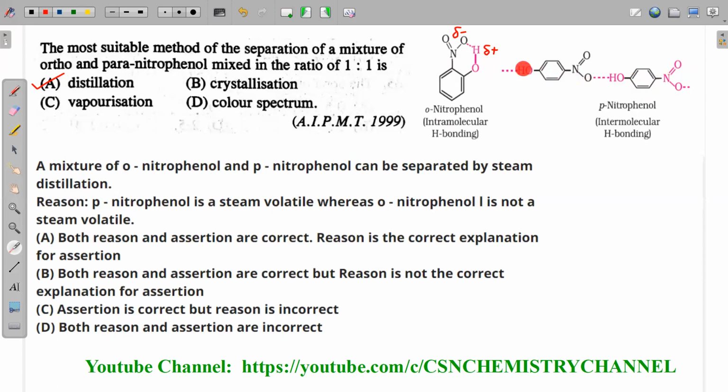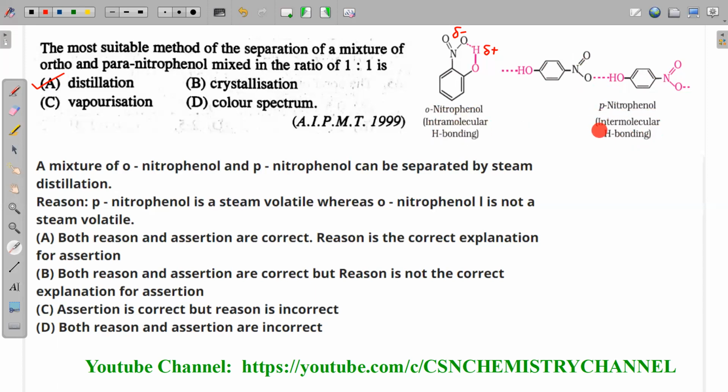Again, here I am taking one more para-nitrophenol. Between one molecule and another molecule of para-nitrophenol, we can see hydrogen bonding. The dotted lines indicate hydrogen bonding. When hydrogen bonding is obtained between two molecules, it is called intermolecular hydrogen bonding. So para-nitrophenol has intermolecular hydrogen bonding. Ortho-nitrophenol has intramolecular hydrogen bonding.